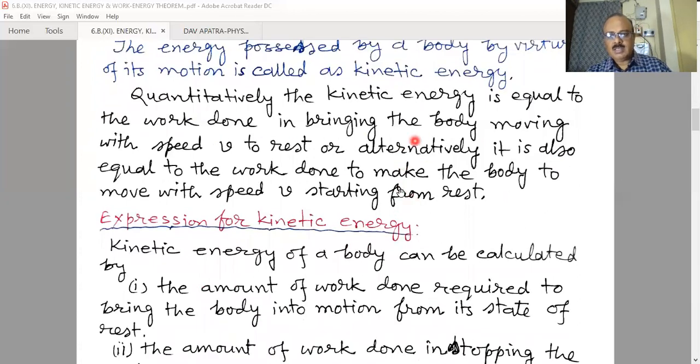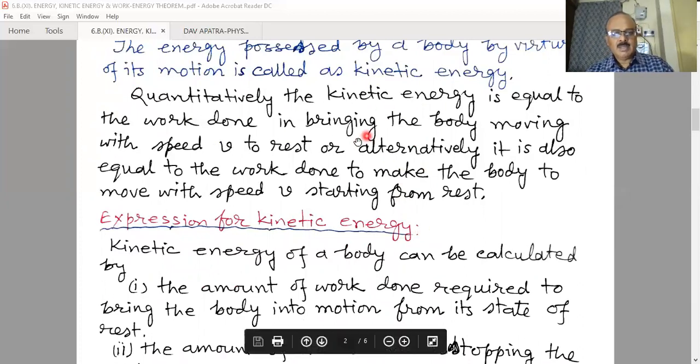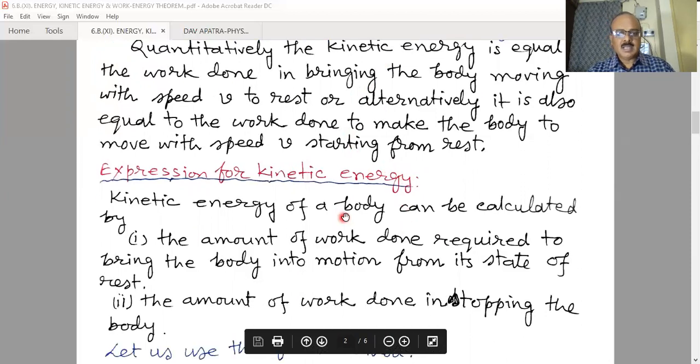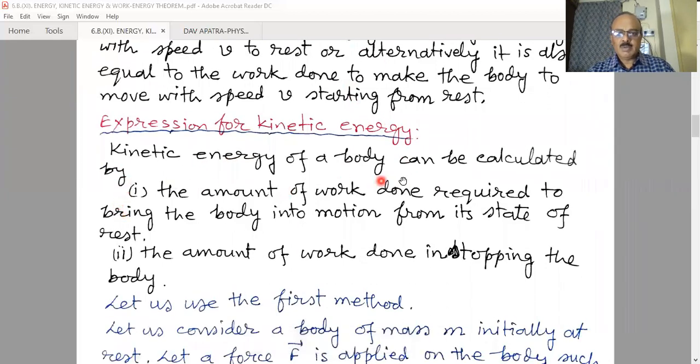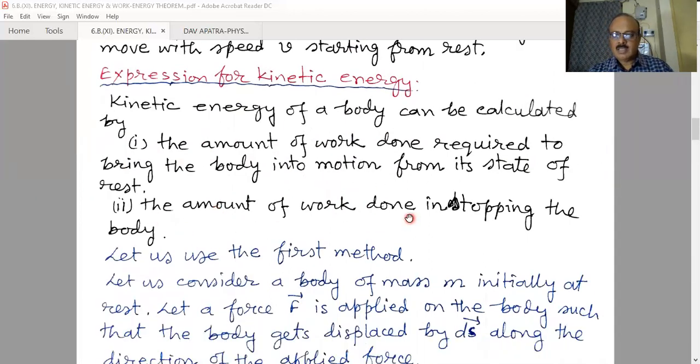Now, in this way, we can find the formula, that means the expression, for the kinetic energy. The kinetic energy of a body can be calculated, number one, by the amount of work done required to bring the body into motion from its state of rest. That means initially the object was at rest and now it is in motion. What is the amount of work done required to bring the object into motion from rest? Otherwise, the amount of work done in stopping the body.